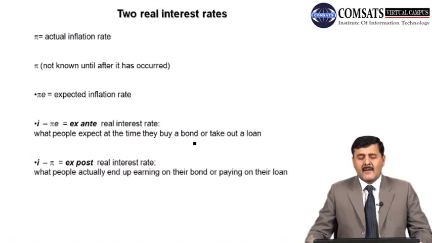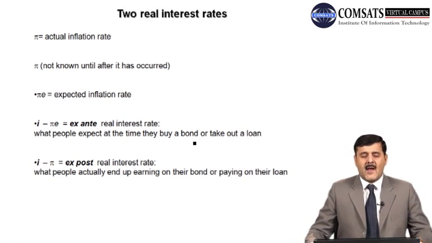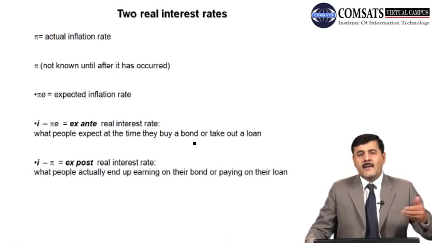Now, there are two sorts of real interest rate in the economy. Unki baat karenge. Abhi tak humne baat ki that there is only one real interest rate, but actually there are two sorts of real interest rate in the economy. And we can differentiate between those two real interest rates by looking at the inflation rate. As we know, we have two different inflation rates in the economy. Pi is the actual inflation rate in the economy. Pi is not known until after it has occurred, so we don't know what the inflation rate will be in the coming month or the coming year until it happens, right?